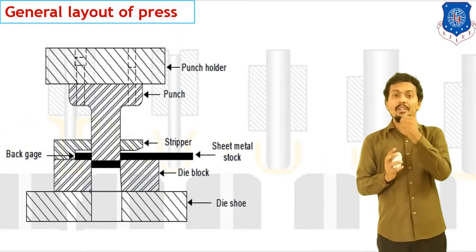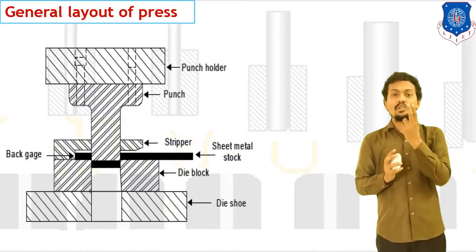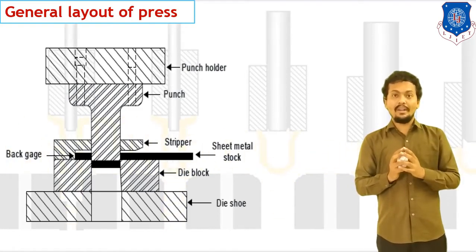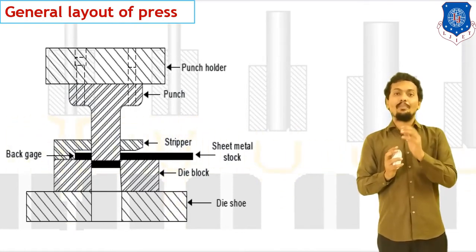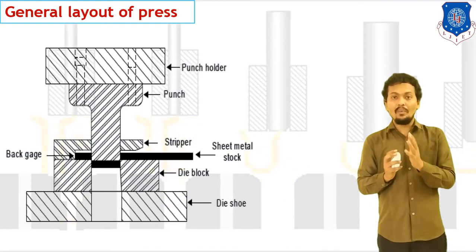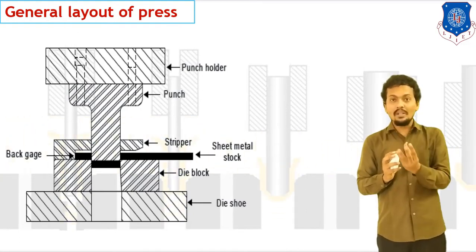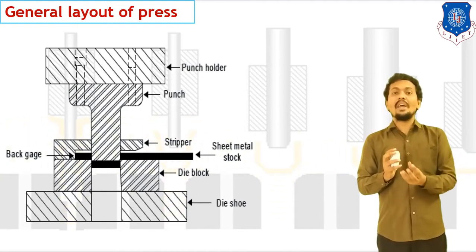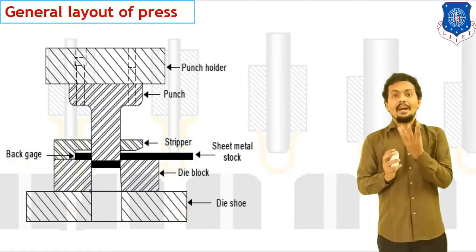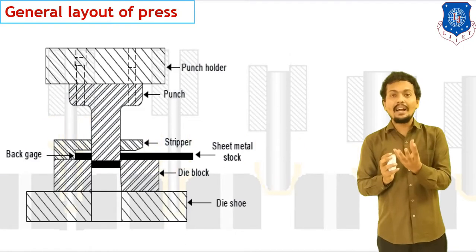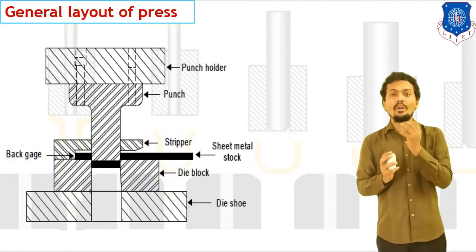Here punch and die, these two components are very important. What do you mean by punch? Punch is a tool of the press machine; in simple words, with the help of a punch you can give shape or cut your metal. What do you mean by die? Die is nothing but a replica or image of your product.